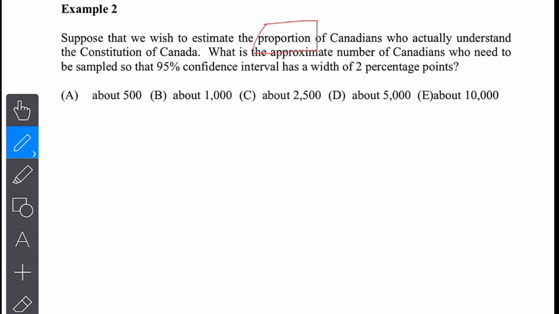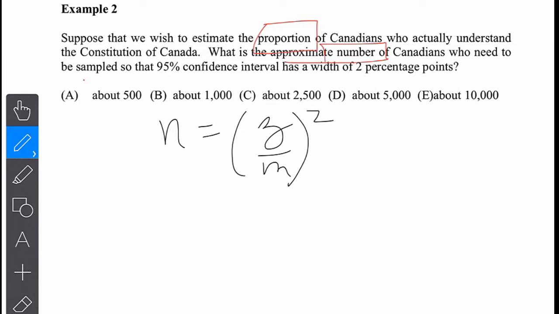So those are my keywords: proportion and approximate number. So you want to get N. So that's how I know to use this formula. So taking my formula, N is, so you get to use the formula sheet, but if you had to memorize it, call it the Mazda formula. This is the zoom formula. Z over M twice, and then P star times 1 minus P star.